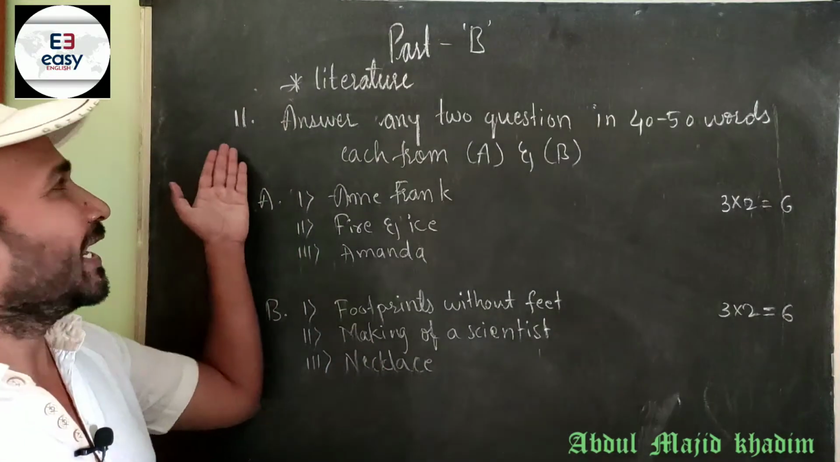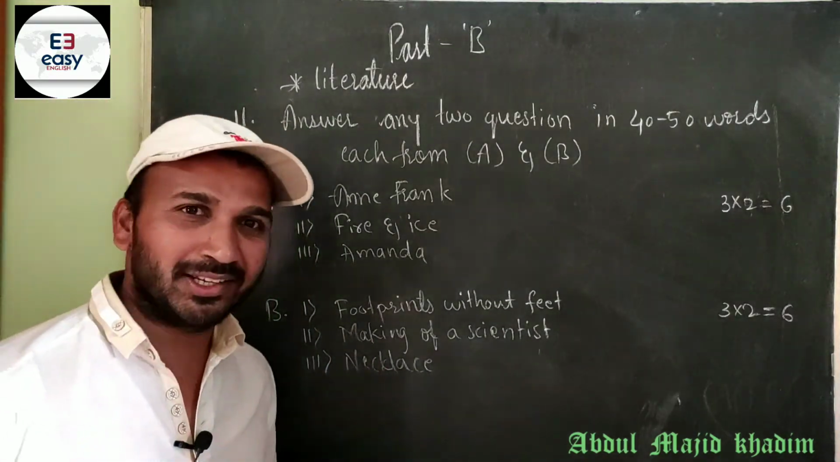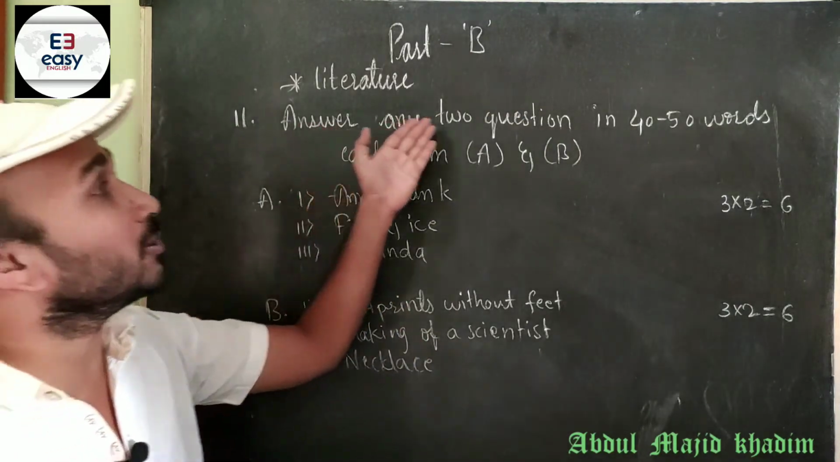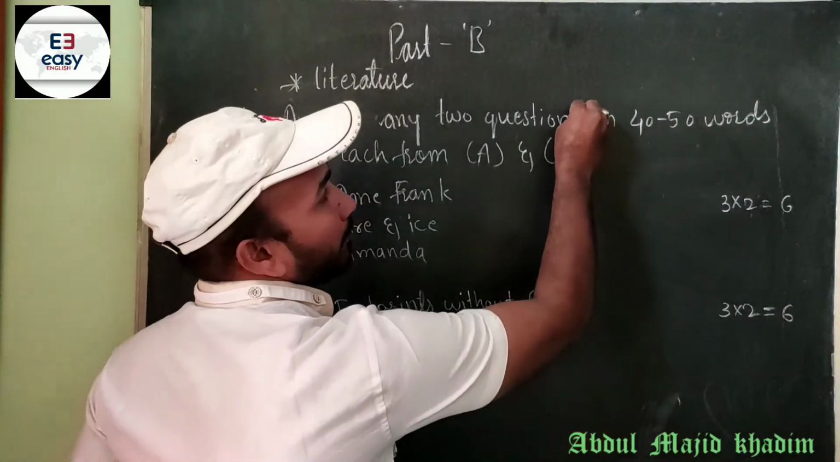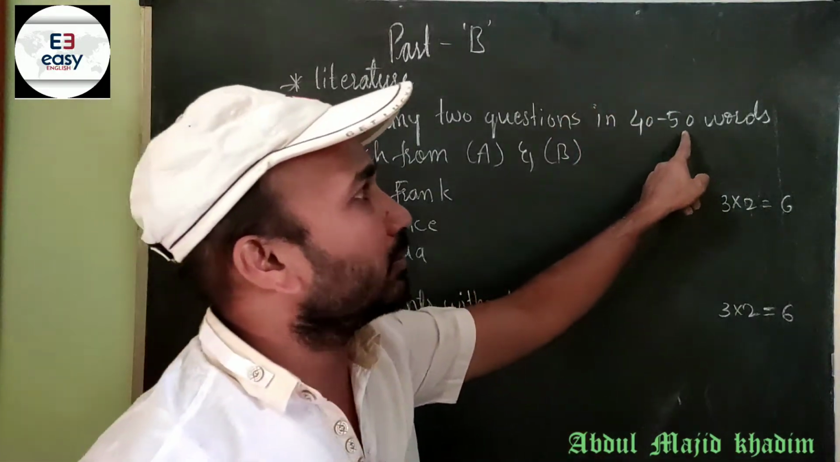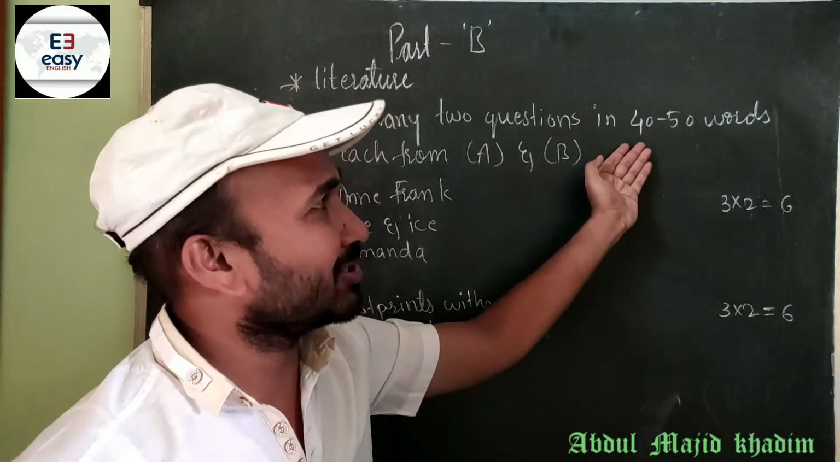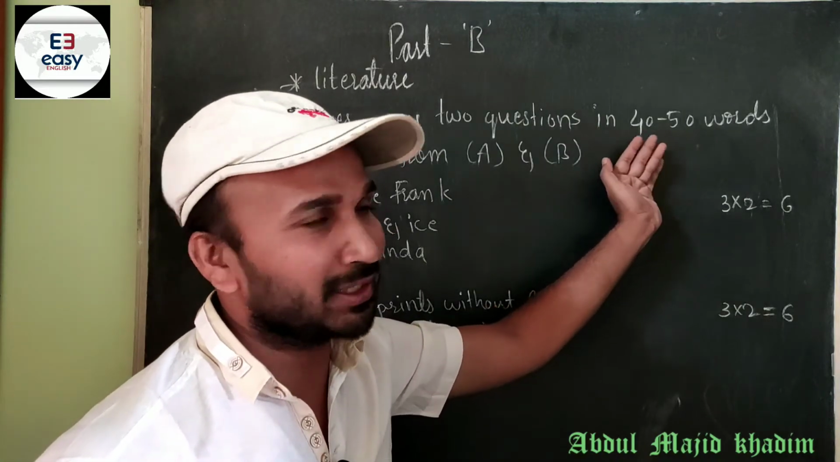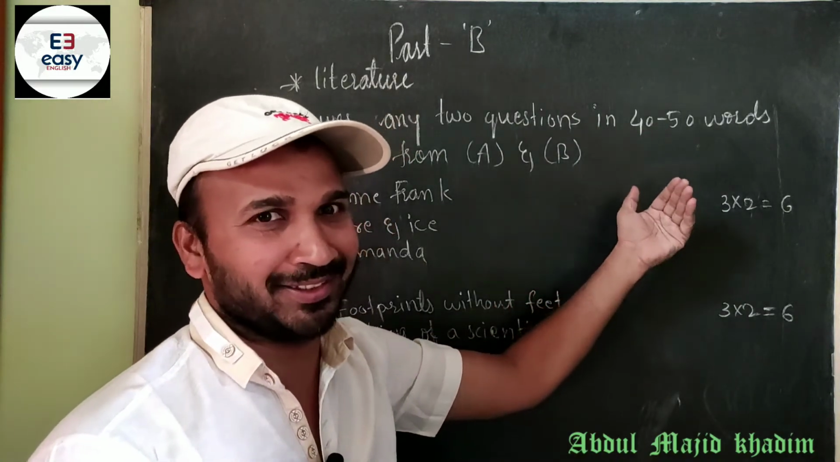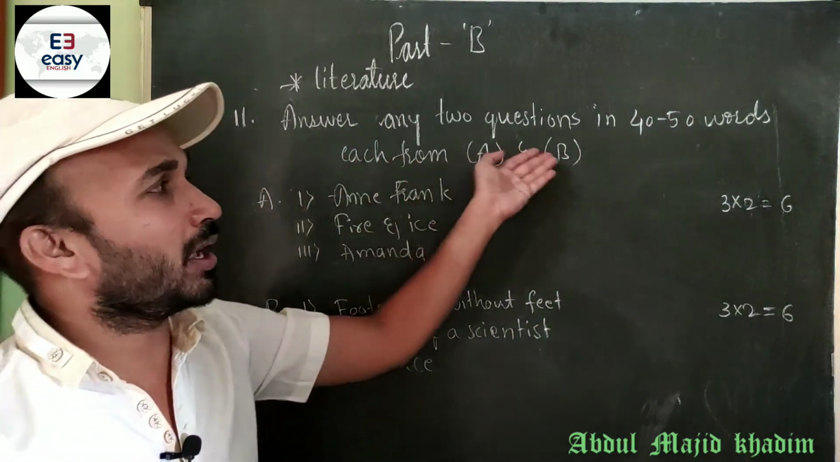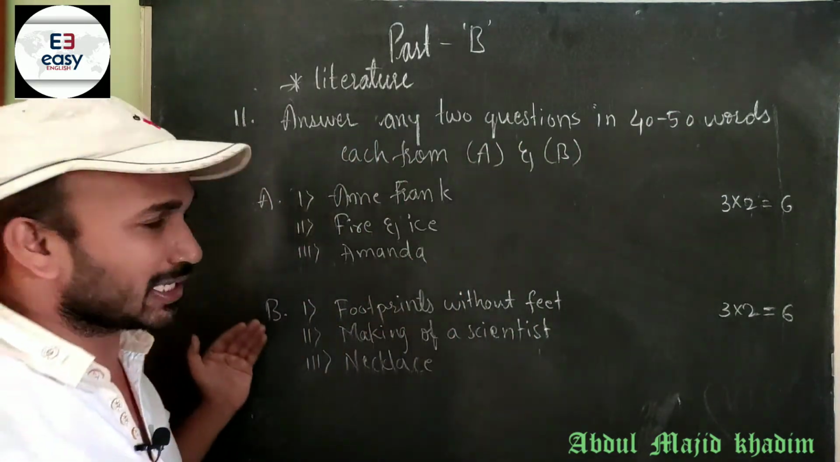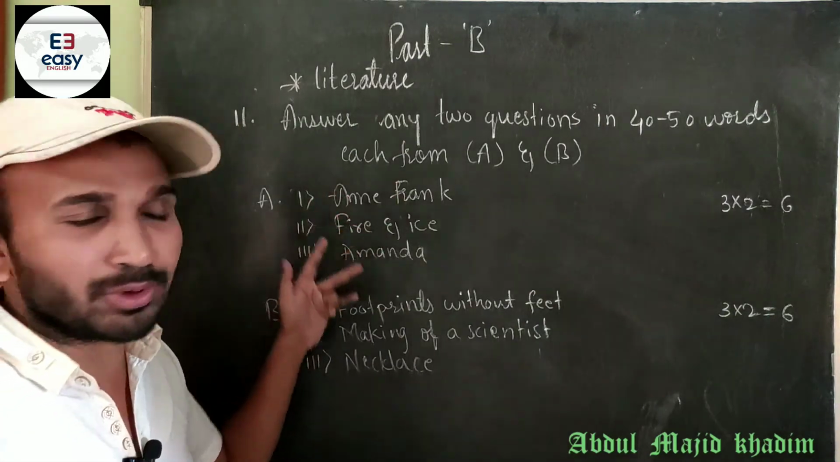The next question, the 11th question, will also be from the literature part. Answer any 2 questions in 40 to 50 words. The word limit has changed, 40 to 50. You have a range of 10 words, you can keep that in your mind. So 40 to 50 words, each from A and B. From the A section as well as from the B section you have to write 2 answers.